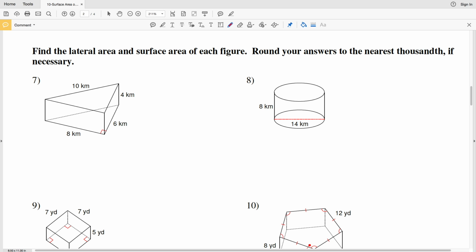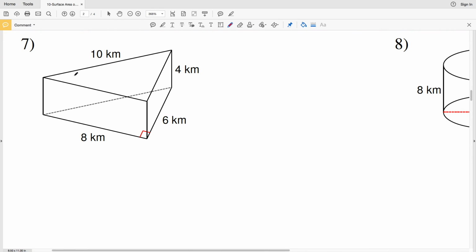In this video, we're continuing on with the Infinite Geometry free worksheet, surface area of prisms and cylinders, picking up where we left off with number 7. In number 7, we're going to be finding the lateral area and the surface area of each of the figures, rounding our answer to the nearest thousandth if necessary. So let's look at number 7.